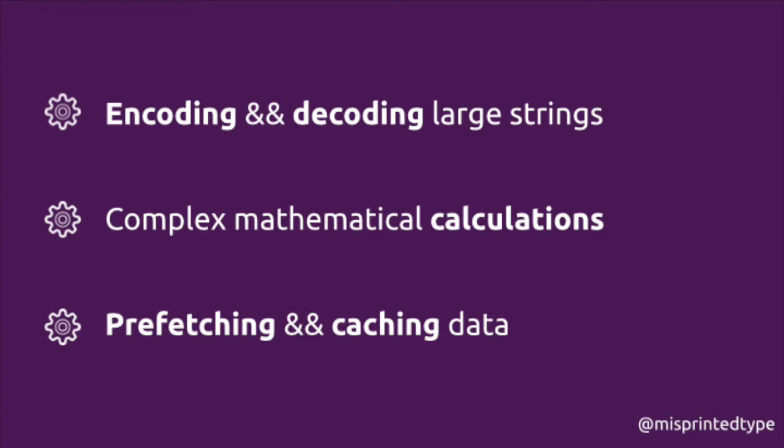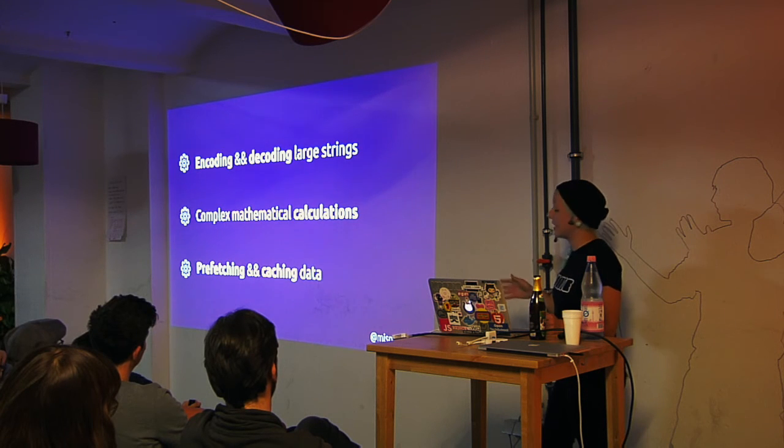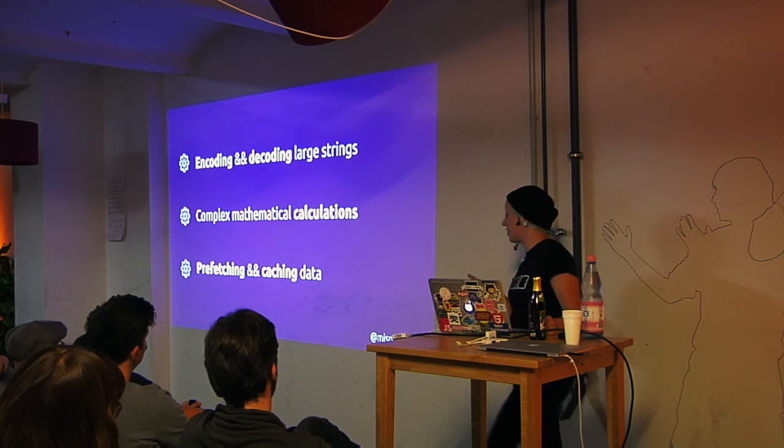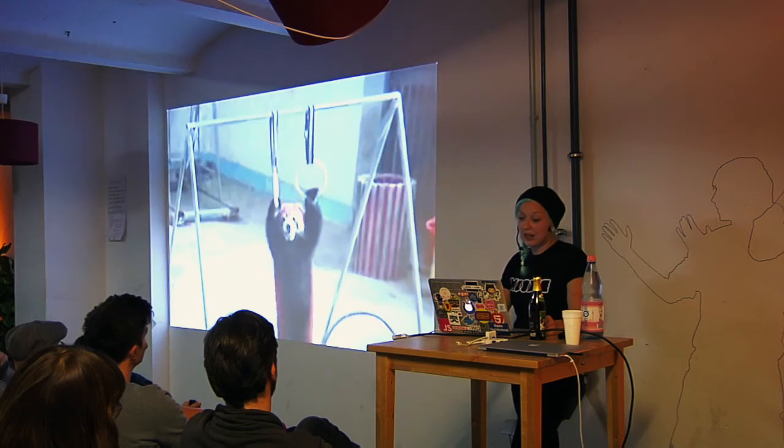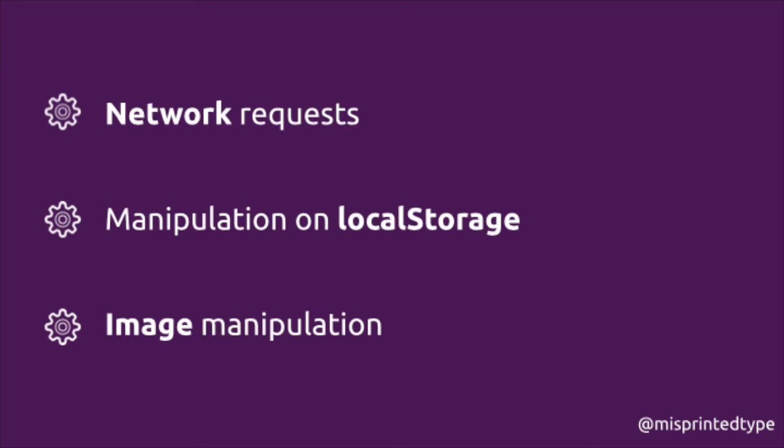Cool. So what do we actually use workers for? Encoding and decoding large strings, complex mathematical calculations like prime numbers, encryption, simulating loading, etc. Prefetching and caching data. There's more. Network requests and resulting data processing, especially processing large arrays or huge amounts of JSON data. Calculations and data manipulations on local and session storage.